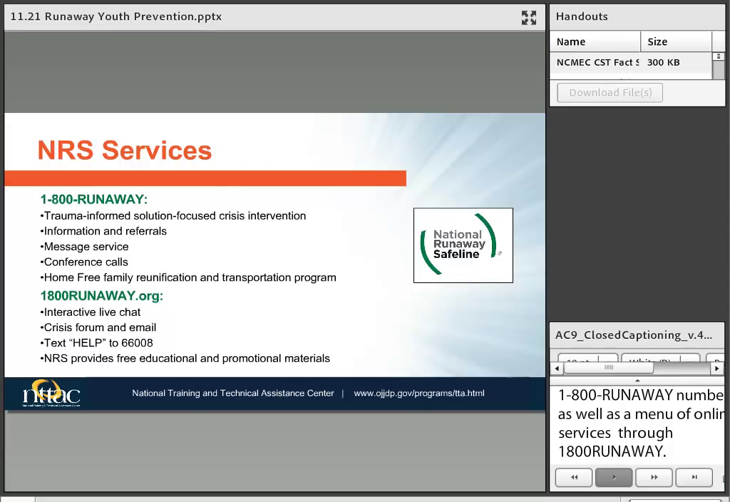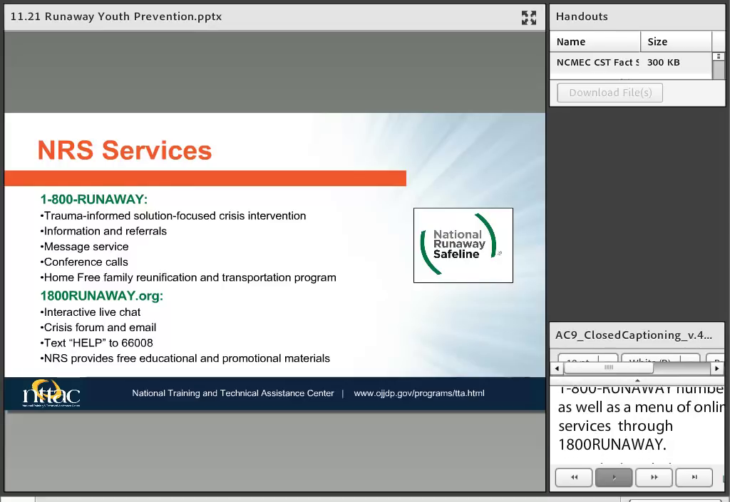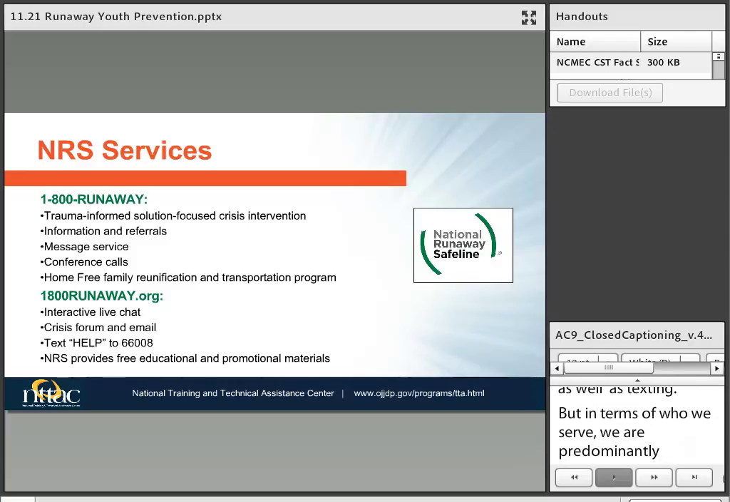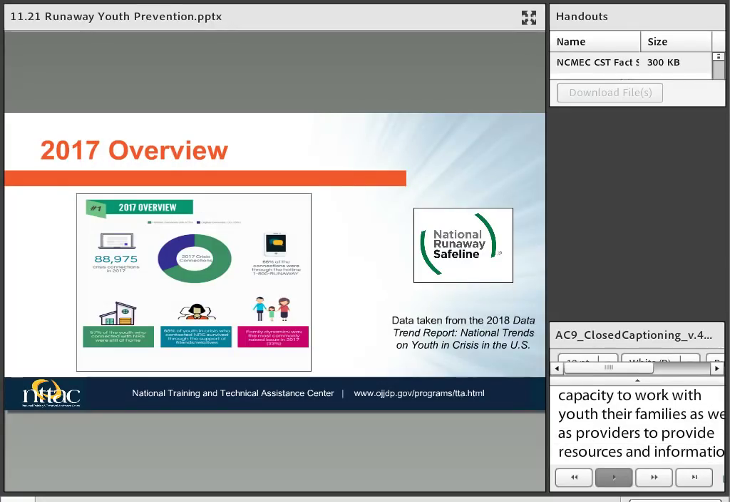In terms of who we serve, we are predominantly focused on serving 13 through 21-year-olds. Again, we take and field calls and outreach from across the country. We do, however, often get callers and outreach from youth who are younger than age 13, and we also work quite a bit with young adults up to age 25. I also want to emphasize that we are set up to work with youth and their families, as well as providers, to provide resources and information. I'll get into more specifics around what we do and how we do it a bit down the line in the presentation.